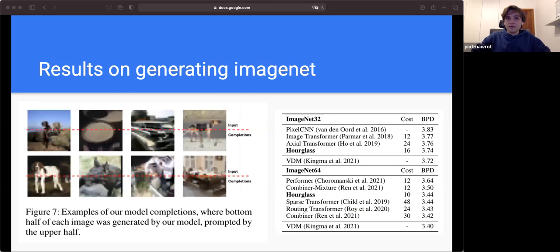Let's jump onto a few ImageNet results. Hourglass sets new state-of-the-art on ImageNet 32 among autoregressive models and scores competitive results on ImageNet 64. I also include on this slide a few examples that show Hourglass performance on a real task. In this task, we were given only the top half of the image, and Hourglass had to complete the bottom half. That's just a showcase, but I think that the predictions made by Hourglass look sensible.